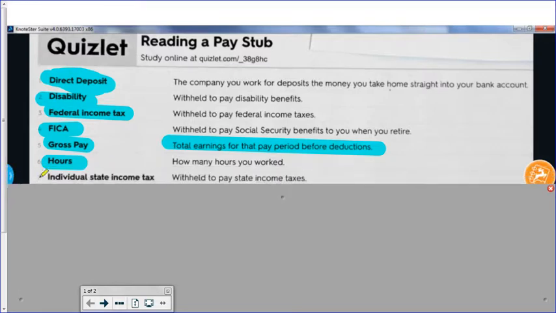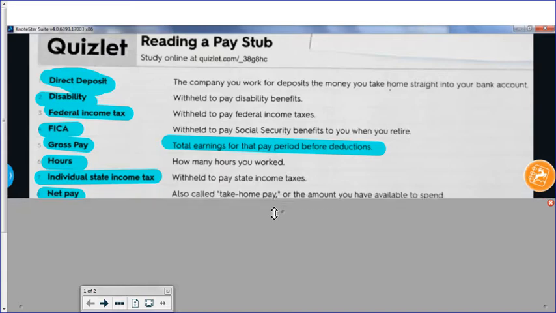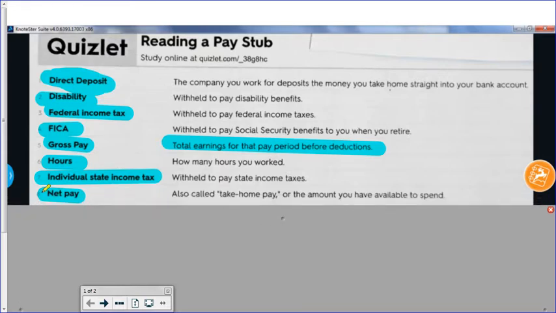And individual state income tax. Money withheld to pay state income taxes. More money to our government. Then net pay, another important vocabulary word, also called take-home pay, or the amount of money you have available to spend after all deductions are taken out. This is the amount of money for your check that you spend.